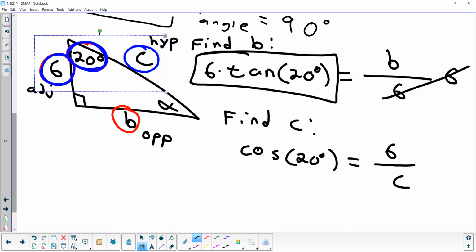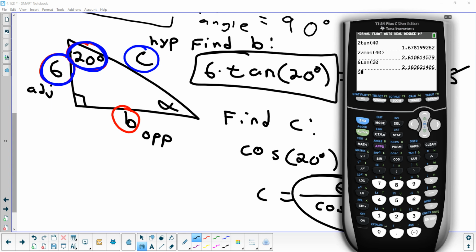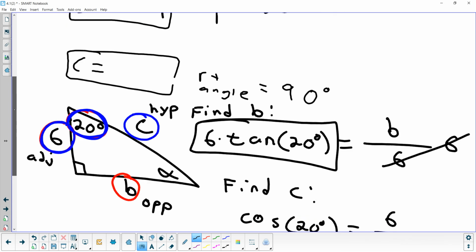Good. So now this is the one where we can use that trick that Pete recognized earlier. We just switch the C and the cosine 20, and there's our answer. 6 divided by cosine 20, and you're good. That's it. Okay, just type it in and see what you get. 6 divided by cosine 20. That's 6.385.